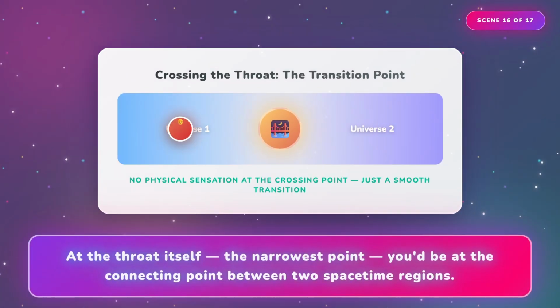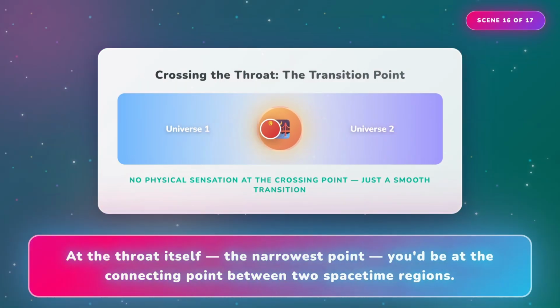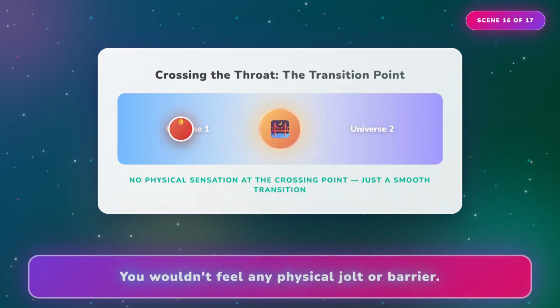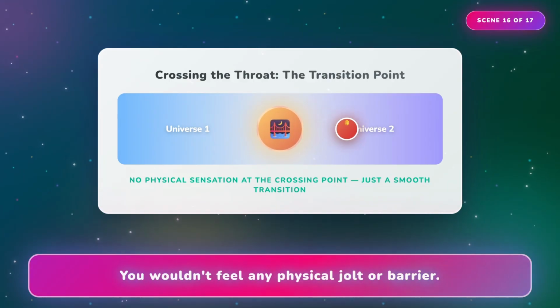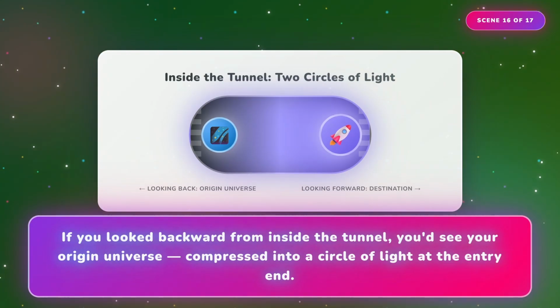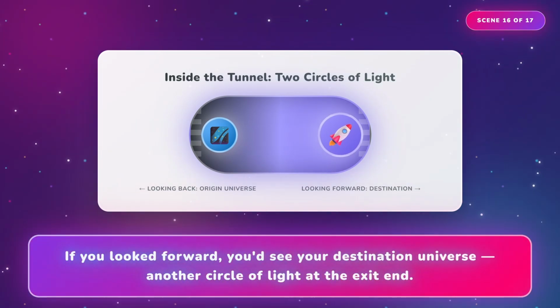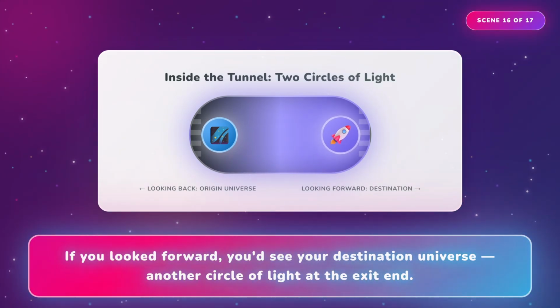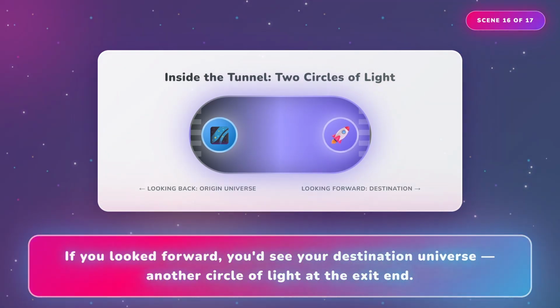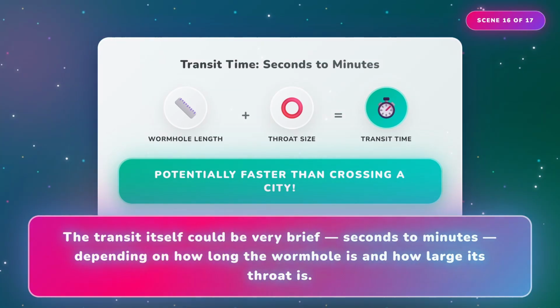At the throat itself, the narrowest point, you'd be at the connecting point between two space-time regions. You wouldn't feel any physical jolt or barrier. If you looked backward from inside the tunnel, you'd see your origin universe, compressed into a circle of light at the entry end. If you looked forward, you'd see your destination universe, another circle of light at the exit end. The transit itself could be very brief, seconds to minutes, depending on how long the wormhole is and how large its throat is.